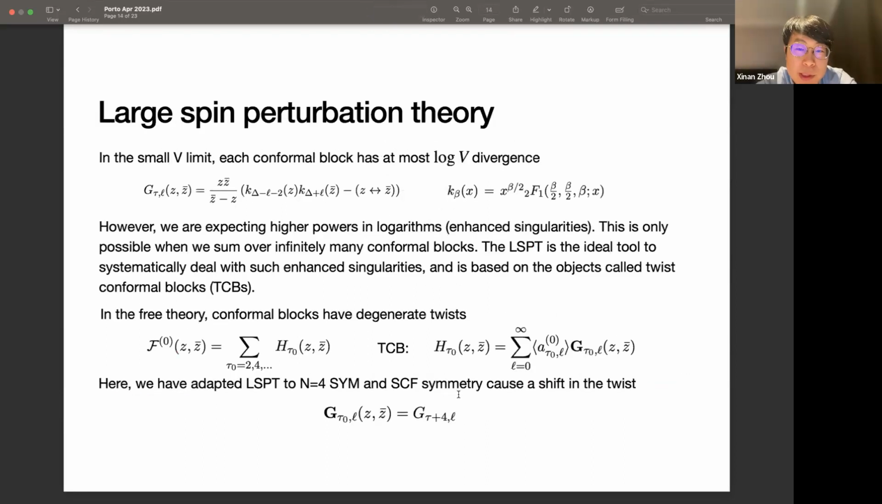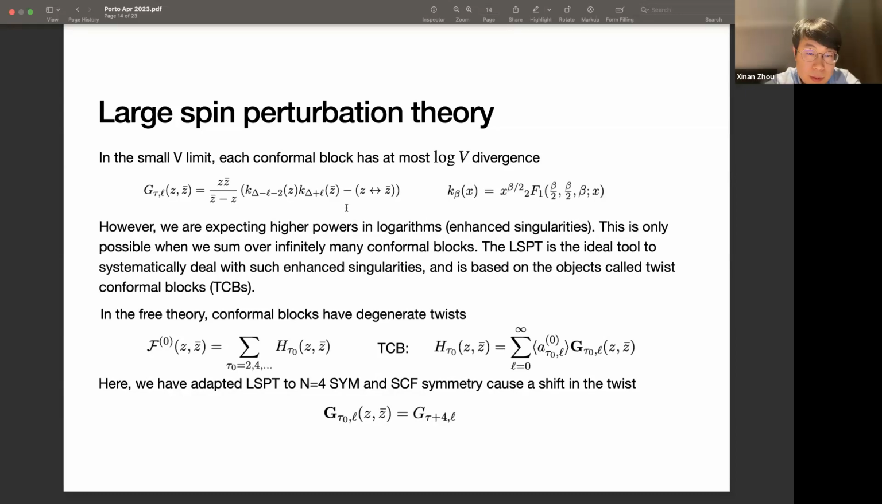Okay, so now let me just very briefly review the idea of the large spin perturbation theory and how we are going to use it in our calculation. Let's start from very basic stuff. We know that in 4 dimensions, the conformal block takes the following form. And if you go to the small v limit, which corresponds to z bar goes to 1, this conformal block can have at most a log v divergence. This is because these two F1s have a branch point at z bar equals 1.